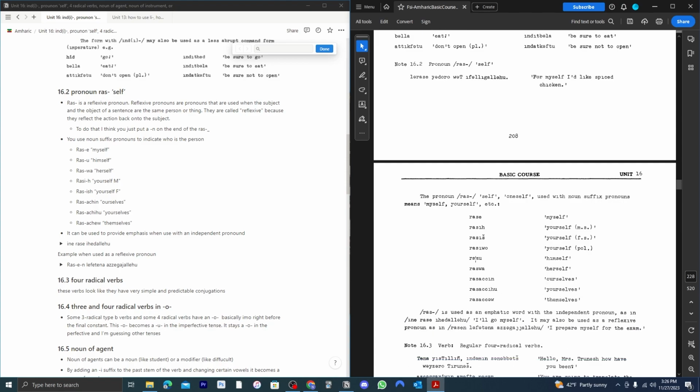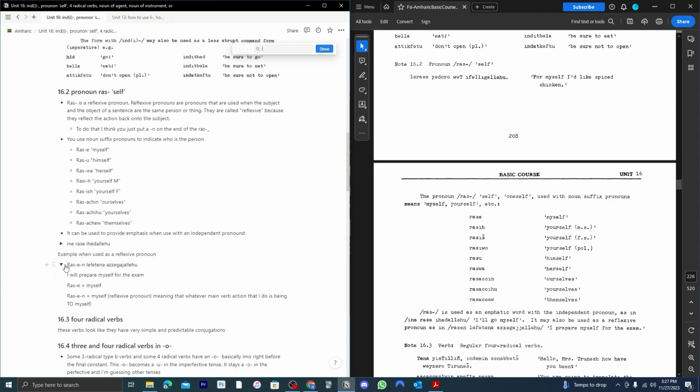You can also use it in what it calls a reflexive pronoun sense, where it's like the person that's doing something is doing it to themselves. Like this one and rasein. So you just put an end onto it, so that way you know that myself is receiving the action at the end. Lefetinas for the exam. Zegejallo. So I will prepare myself for the exam.